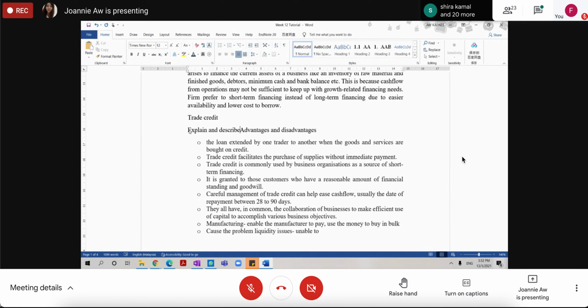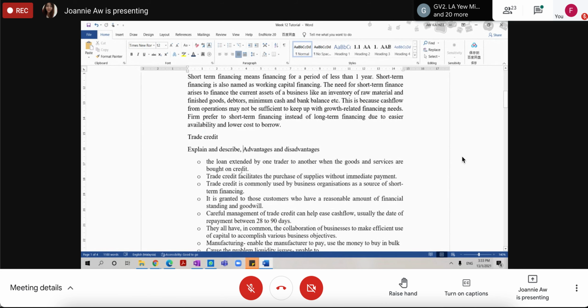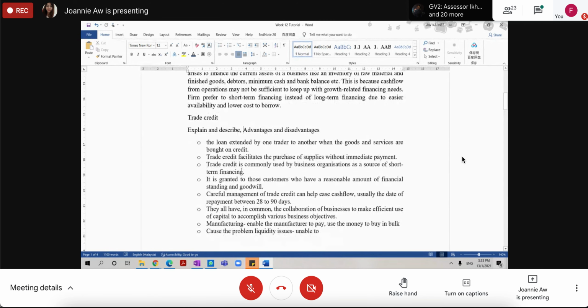Out of the 50 marks, maybe you give 30 marks for this section only. Not for trade credit only, but for all the things you're supposed to discuss in short-term finance and long-term finance. Out of 30, maybe you split 15 for the short term, 15 for the long term. And the balance of 20, you put 10 at the beginning and 10 for the conclusion. Okay. Understand.